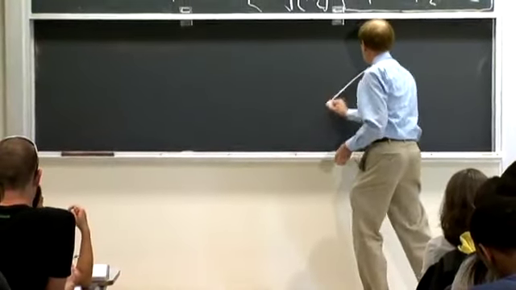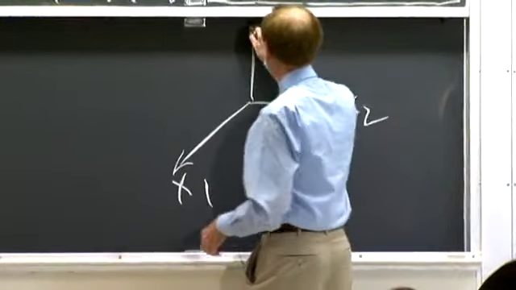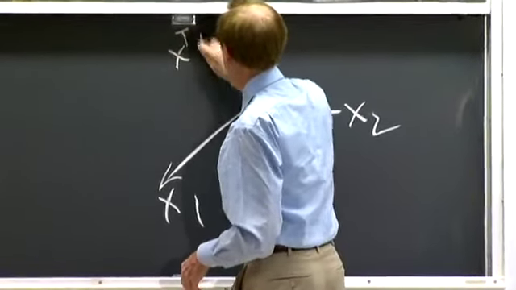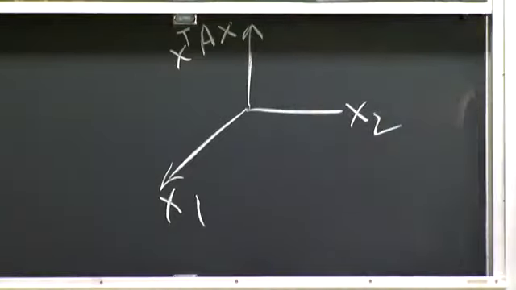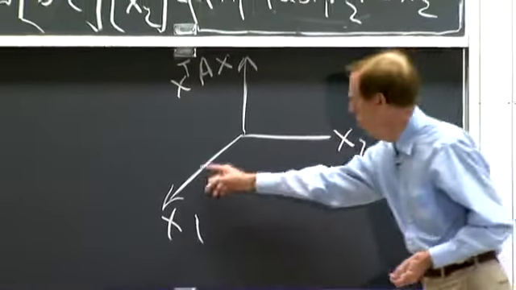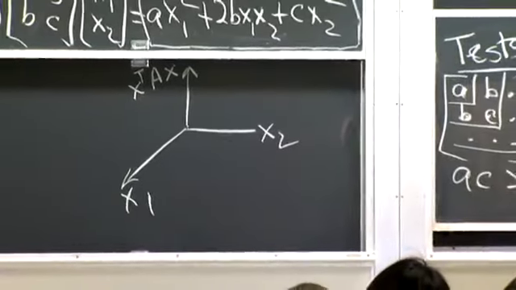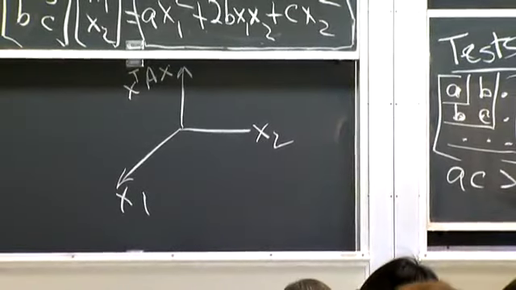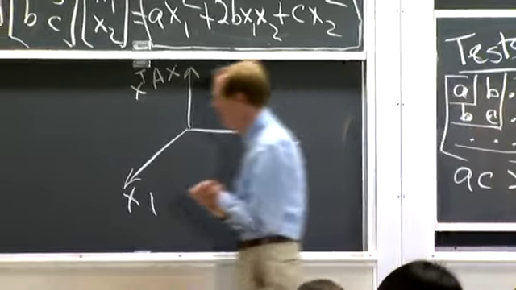Here's the x1 direction, here's the x2 direction, and here's x transpose A x, my function. This depends on 2 variables, so it's going to be a sort of surface if I draw it. Now, what point do we absolutely know?